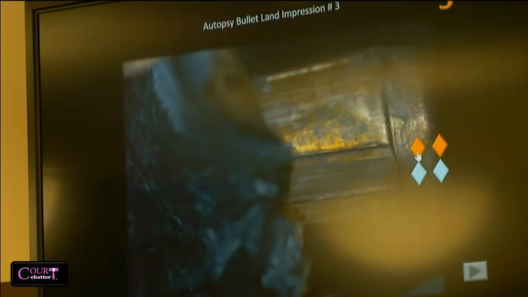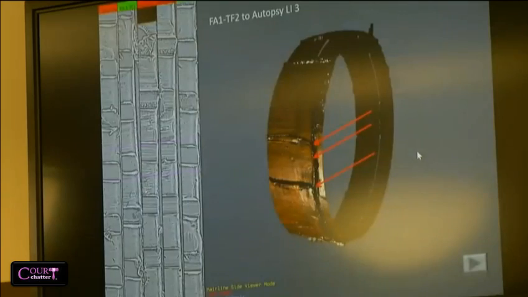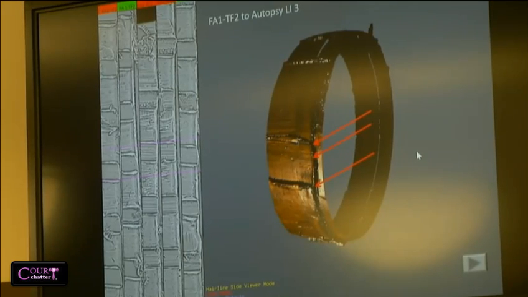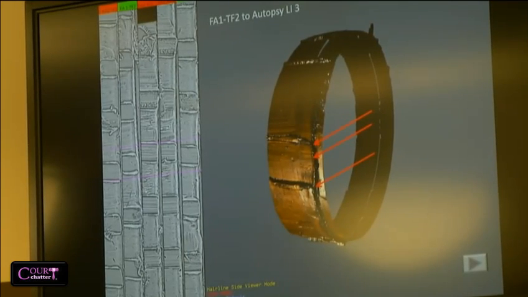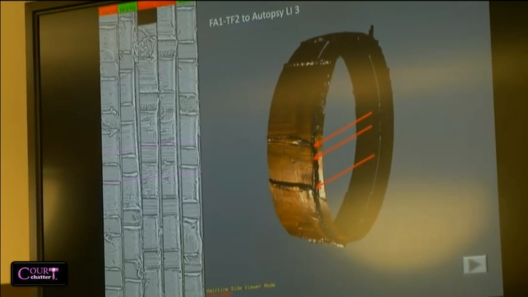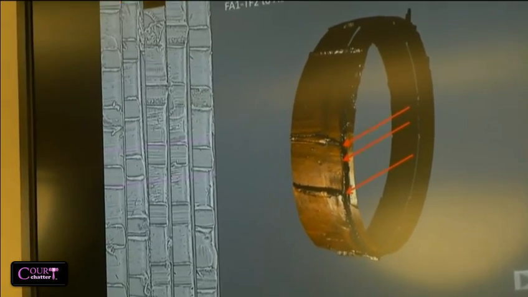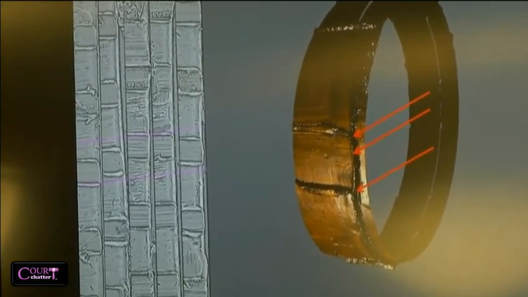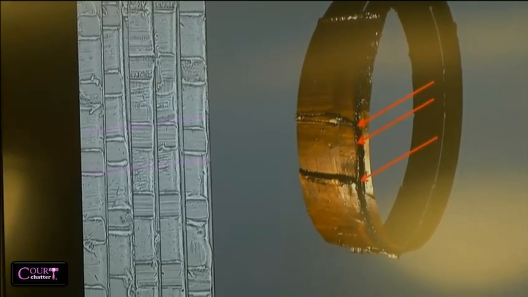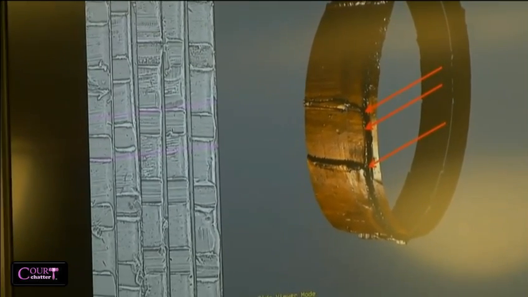I'm going to the 3D. Okay, we're on land impression number 3. So now I'm rotating the bullet around on both systems. I'm looking at the 3D on the conventional microscope and the same process for the HD 3D. There again, we have agreement in land impression number 3.